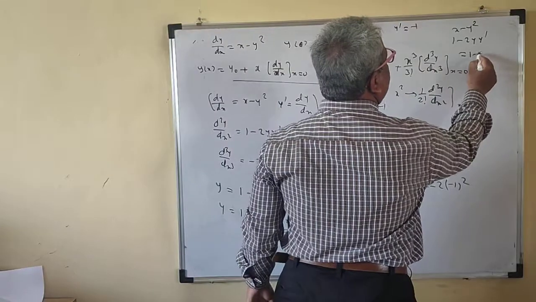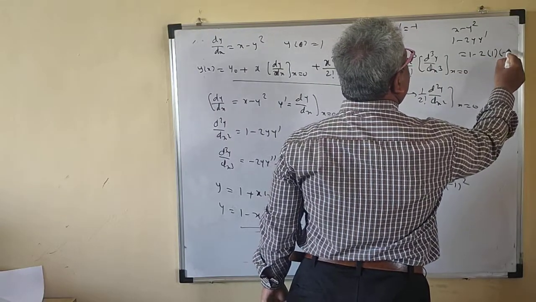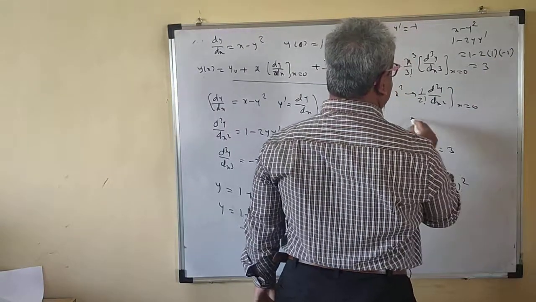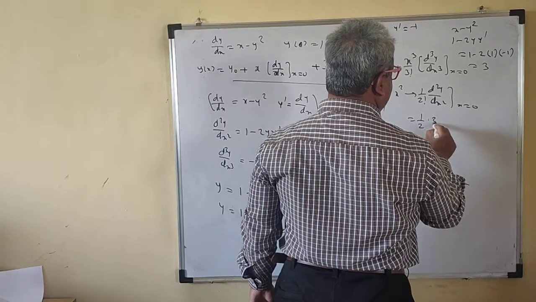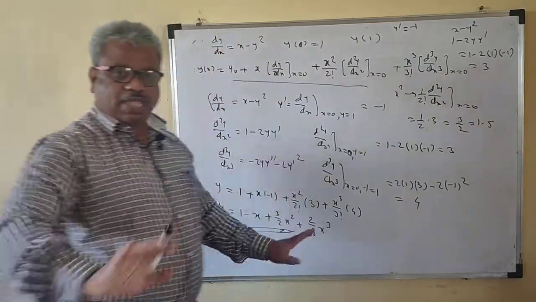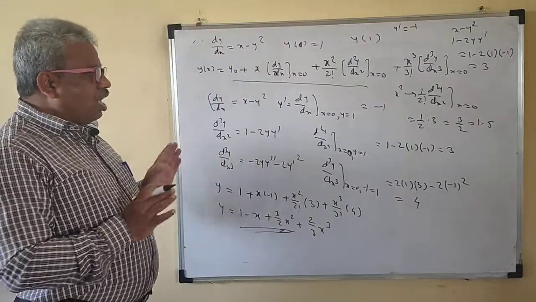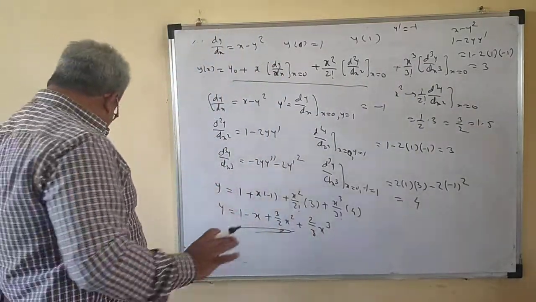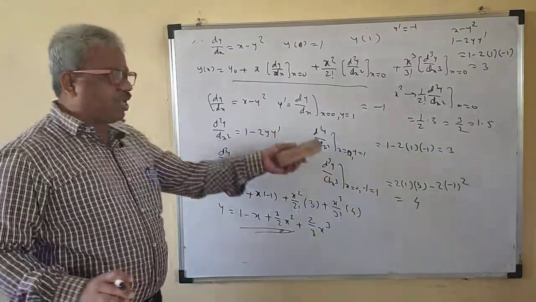Put here now, this is 1 minus 2, y will be 1, y prime will be minus 1. So this is 3. So this is 1 upon 2 into 3, so this is 3 by 2. So 3 by 2 means 1.5. Okay, so if they ask like this, up to the first 3 terms will be there now. I have solved one more extra term here.